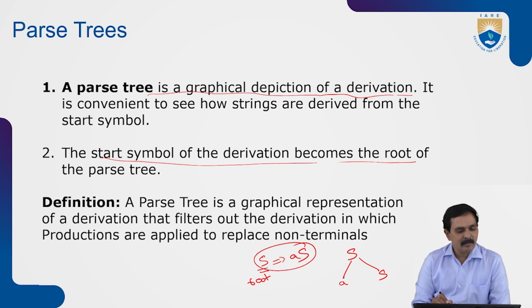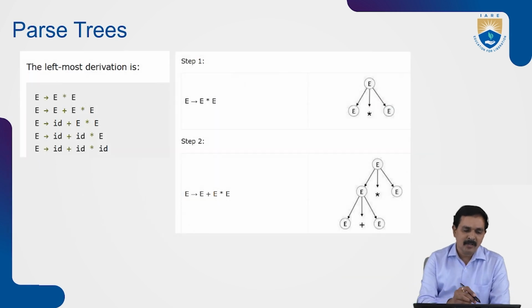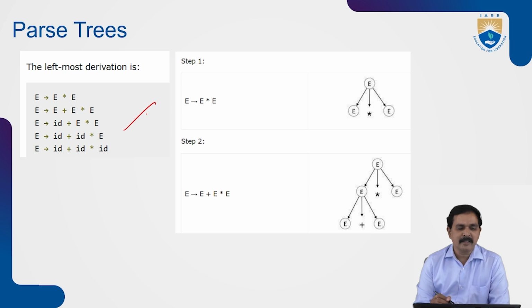The definition is: a parse tree is a graphical representation of a derivation that filters out the order in which productions are applied to replace the non-terminals.